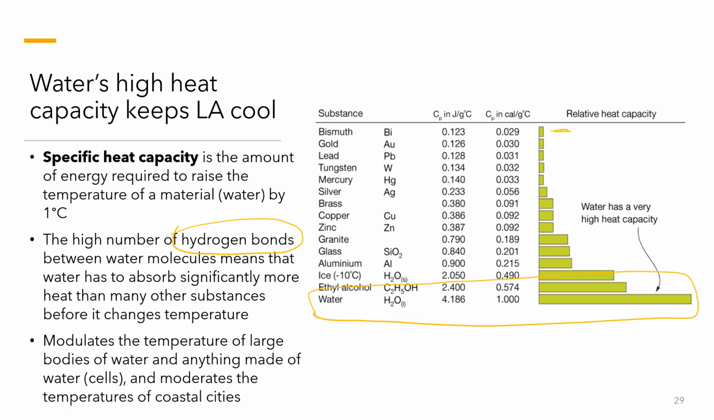So what this does is if you have a large body of water, like an ocean or a lake, that water is going to absorb a lot of the heat coming near the city, and it's going to keep the climate actually relatively cool compared to other areas nearby that are a little bit further from the body of water.